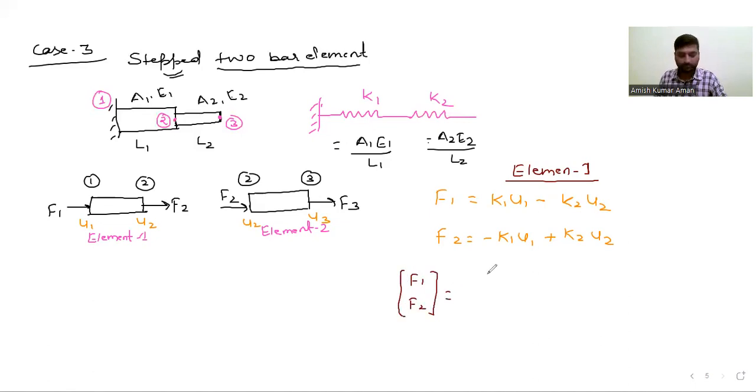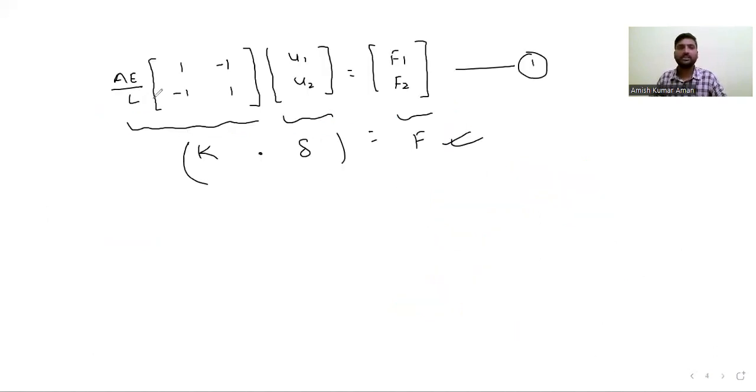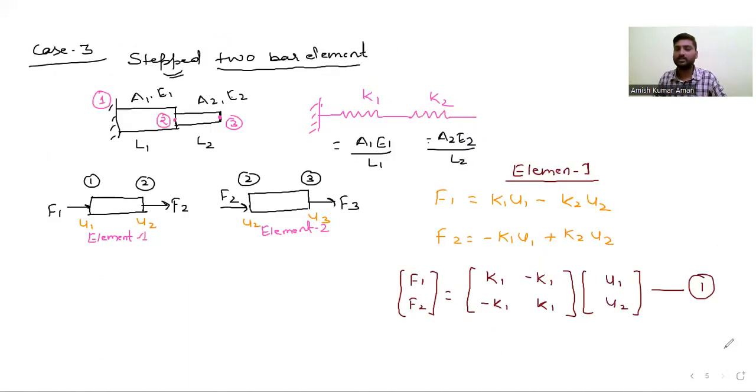will be equal to K1, minus K1, minus K1, into U1, U2. Let us take this as equation number 1. This will be the equation, and this will be the final result. From where did I get the final result? See, this is the final result only. See? So for the first element, K1, K1, K1, the remaining things will be the same. So directly I have written here.